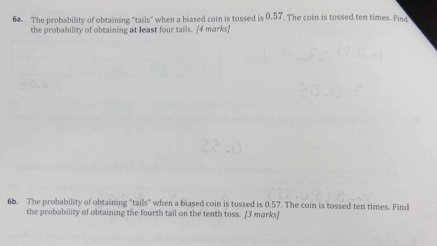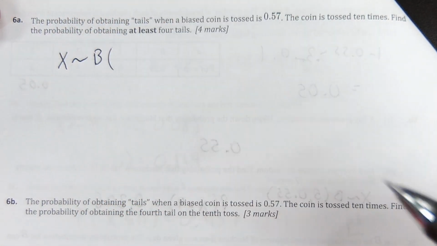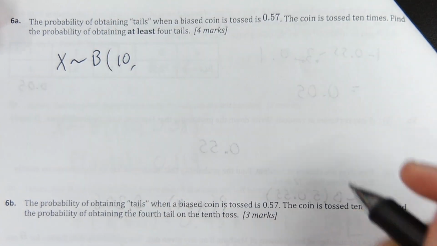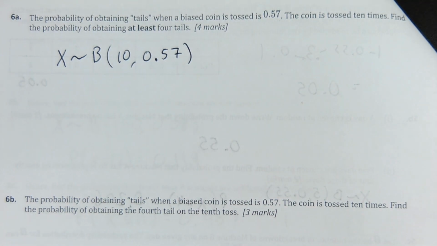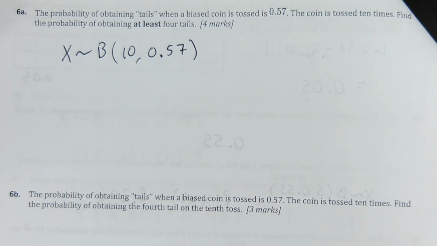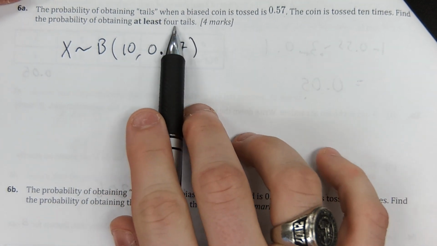Yeah. Okay. So the probability of obtaining tails when a biased coin is tossed is 0.57. We've tossed this coin 10 times. It says find the probability of obtaining at least 4 tails. So I tell you what, you're probably going to get a mark for writing this: capital X is distributed binomially with 10 trials and probability of success being 0.57. I wrote 0.47 by mistake. Oh, I know why. Because we're working on 4.